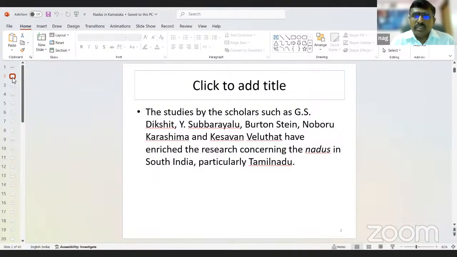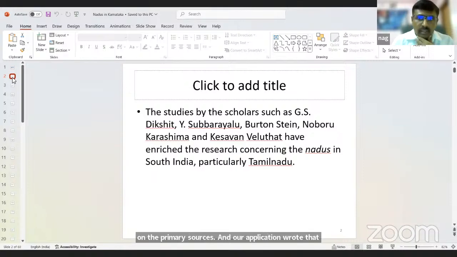Of course, he did not study much of the Kannada inscriptions; mostly we find Tamil inscriptions. Karashima was able to provide a lot of information because it is based on primary sources. And there is the work of Kesavan Veluthat, The Political Structure of Early Medieval South India, which also discusses the Cholas as a feudal state. Veluthat's argument questions the argument of Stein. It is very critical of Stein.